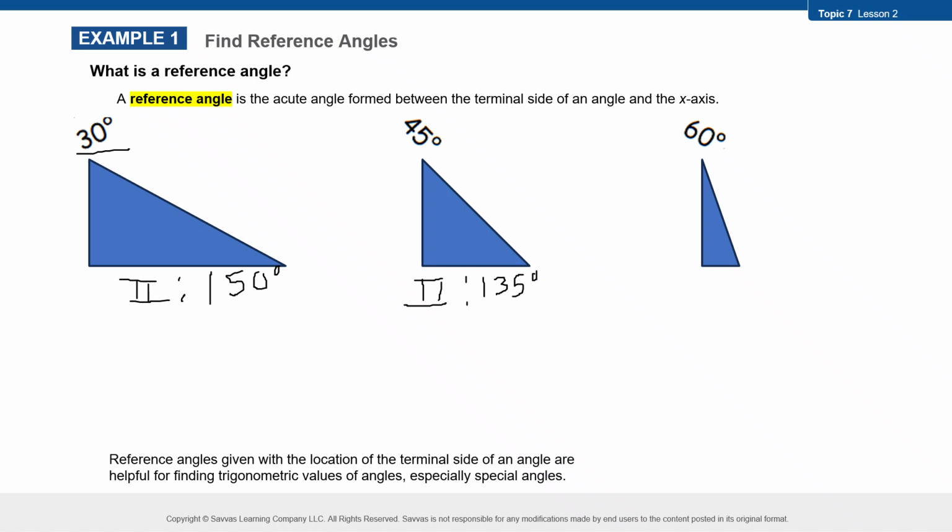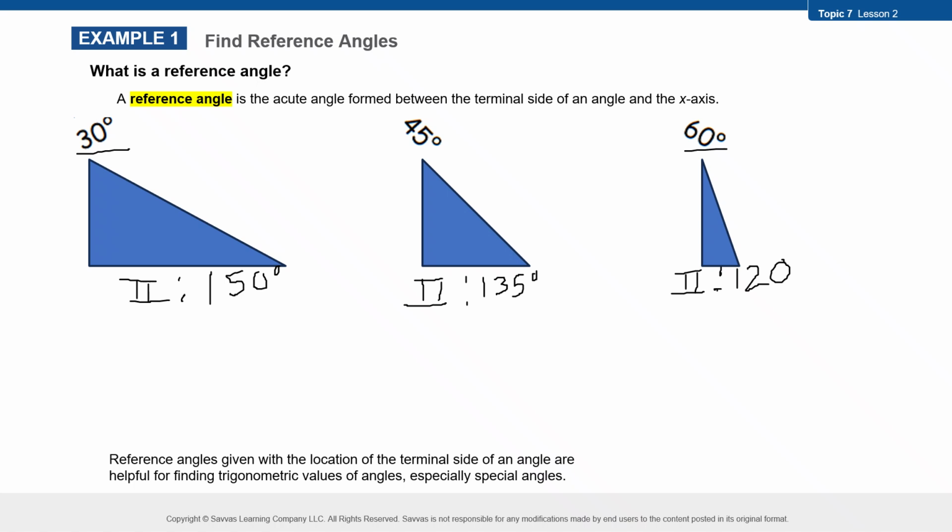That is a reference angle of 45 degrees because 180 minus 135 is 45. And for 60 degrees, in quadrant 2, you're going to get 120. 120 has a reference angle of 60 degrees because 180 minus 120 is 60 degrees. It is very imperative for you guys to pay close attention to that.